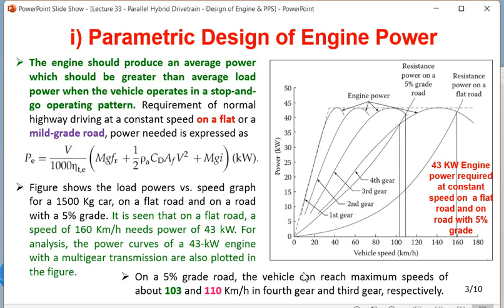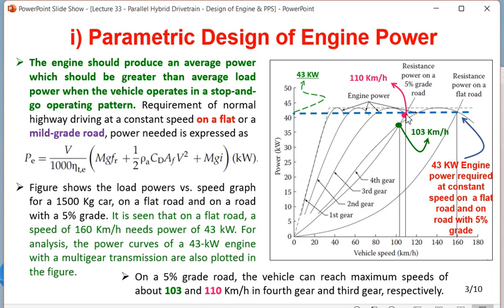So we are finding that, and the next slide will explain it. So this is 103 kilometer per hour speed. And there is another important thing we are going to see from this graph. Whenever it is 160 km per hour, you take this 160 km per hour at the top, then you project it on the x-axis. This is the 43 kilowatt, and at this 43 kilowatt you are finding this point.